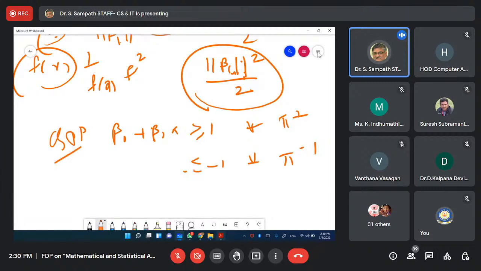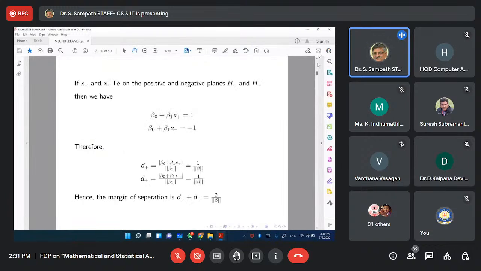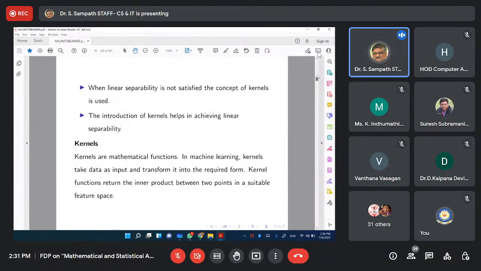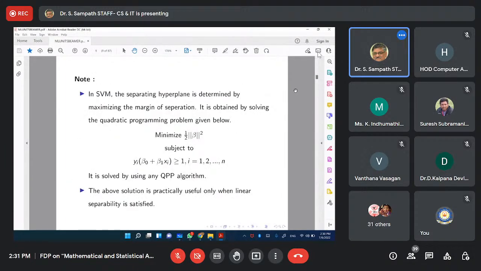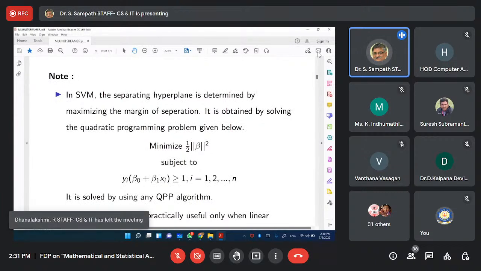And once you have your beta 1, you'll be able to get your beta naught. Understood? So now I am saying, here I have given some examples which I used to give for our students. Basically, I'll just summarize what I have done. In support vector determination, the separating hyperplane is obtained by maximizing the margin of separation. The margin of separation is basically 2 divided by norm beta.